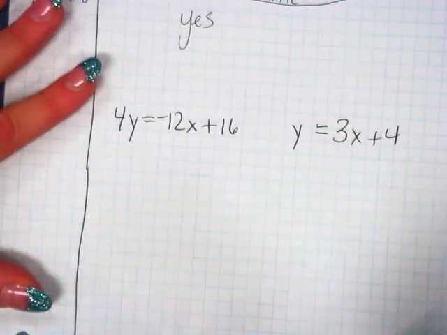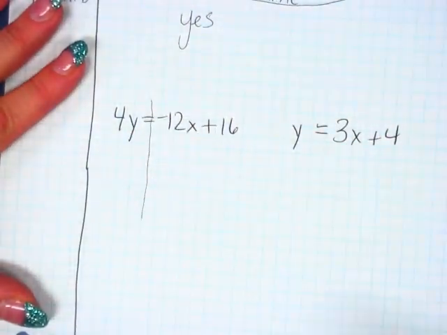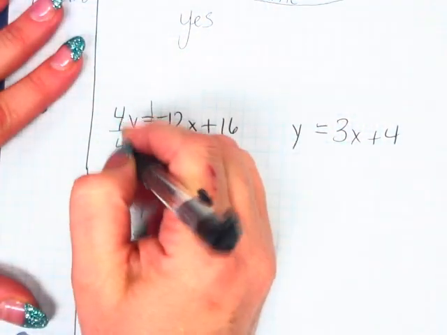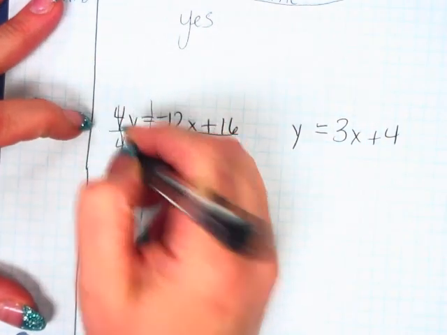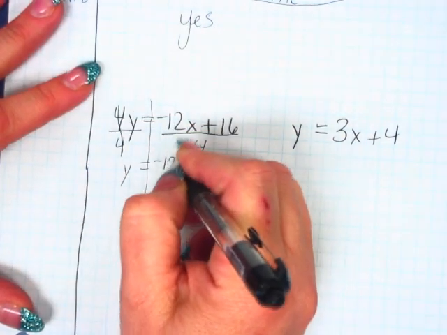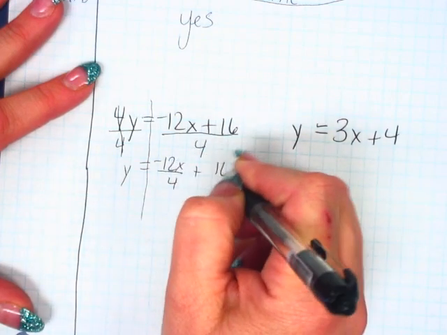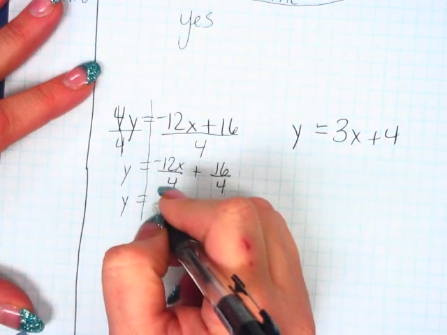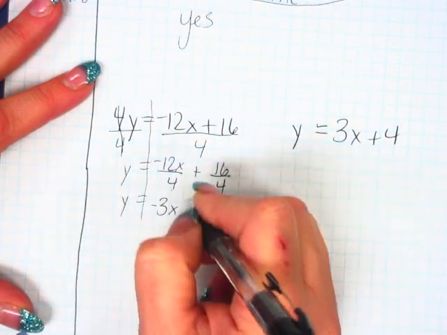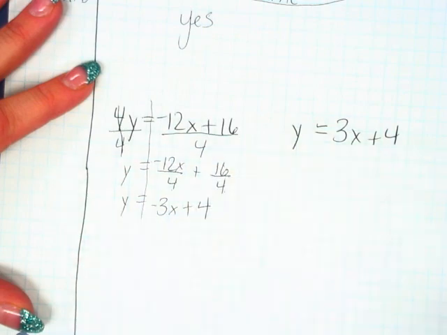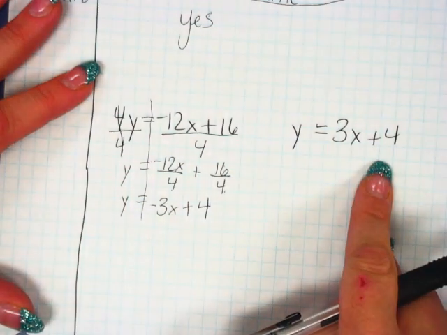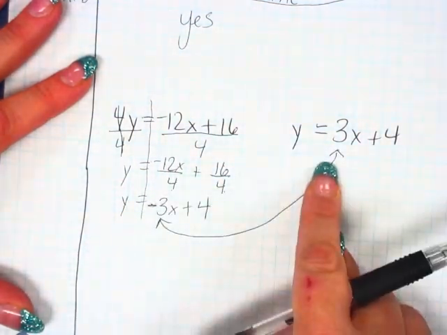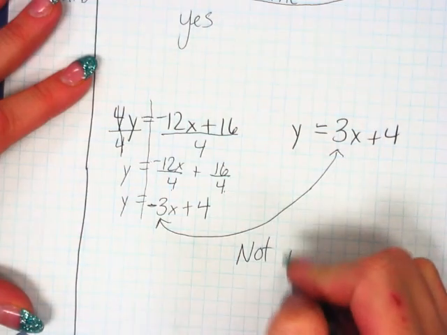Let's try this one. So again, we're going to solve. We still want to know if they're parallel. We want to get the y by itself. Well, the only thing we have to get rid of is the 4. Divide both sides by 4. So over here we get y equals, on this side you just divide each term by that 4. So negative 12 divided by 4 would be negative 3x plus 16 divided by 4 is 4. This one's already in the correct form, but you'll notice that these two are not the same. This is negative 3 and this is positive 3, so it is not parallel.